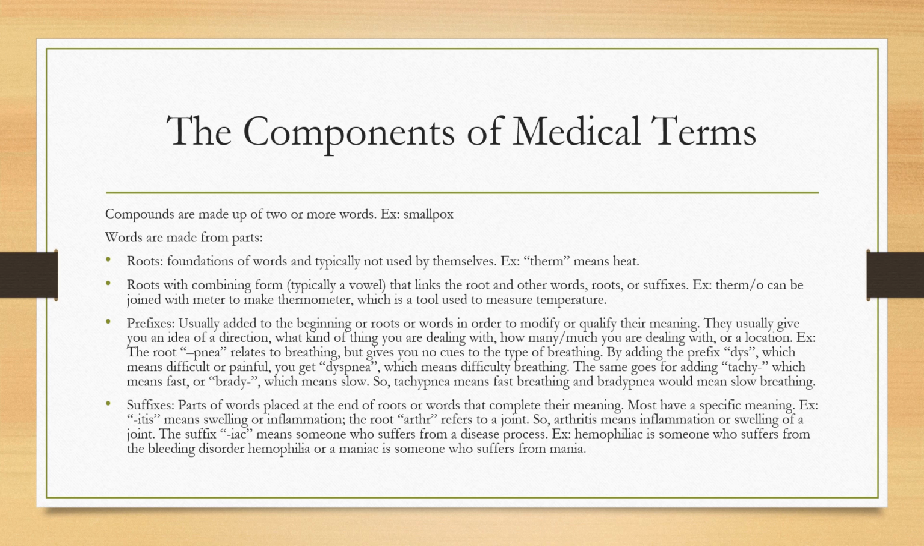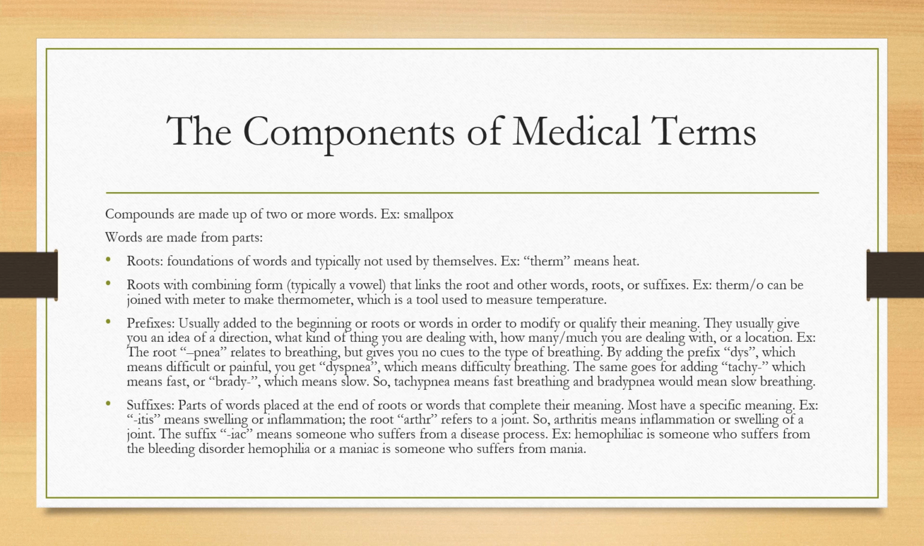So anytime you see arthur or arthro, it refers to joints. So arthritis put together is joint swelling. Pretty self-explanatory. EAC, you won't see this one a lot. There's very few that use this one, but it's someone who suffers from a disease process. So a hemophiliac is someone who suffers from the disease hemophilia. So those people have trouble with blood clotting.